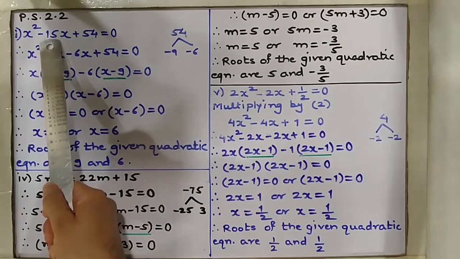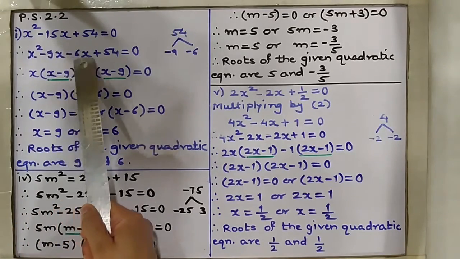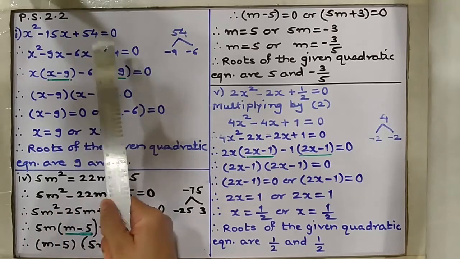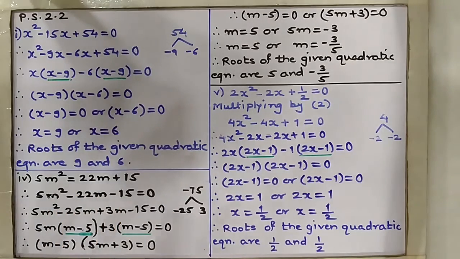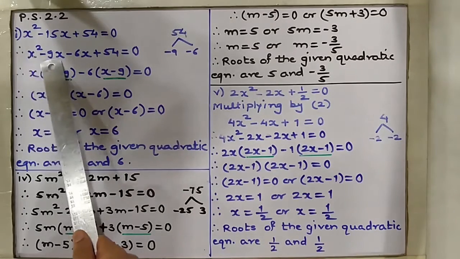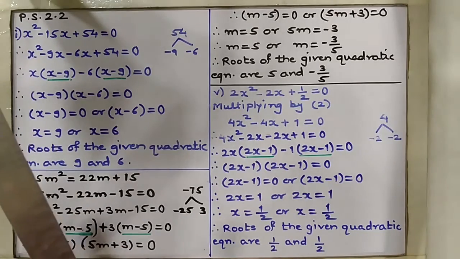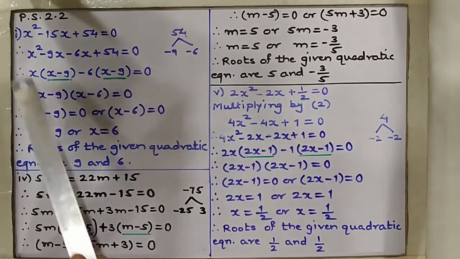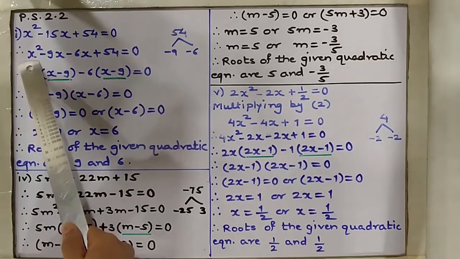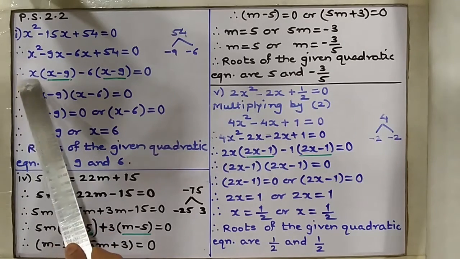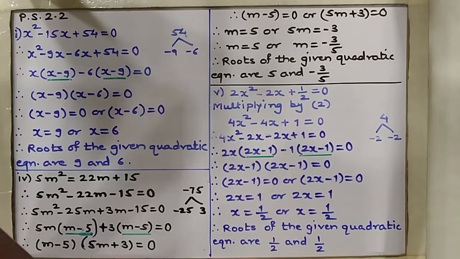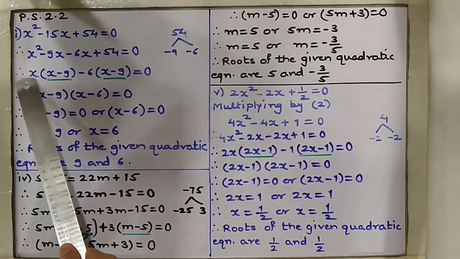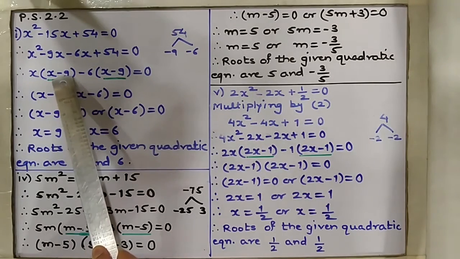Now we'll split minus 15x as minus 9x and minus 6x. So you'll write down x square minus 9x minus 6x plus 54 equal to 0. Now you observe these two terms, x square and minus 9x. From these two terms we can take x as common. So what do we get inside the bracket? From the first term, that is x square, we have taken x common, so we'll get x over here. From this term minus 9x, we have taken x as common, so you'll write down minus 9.